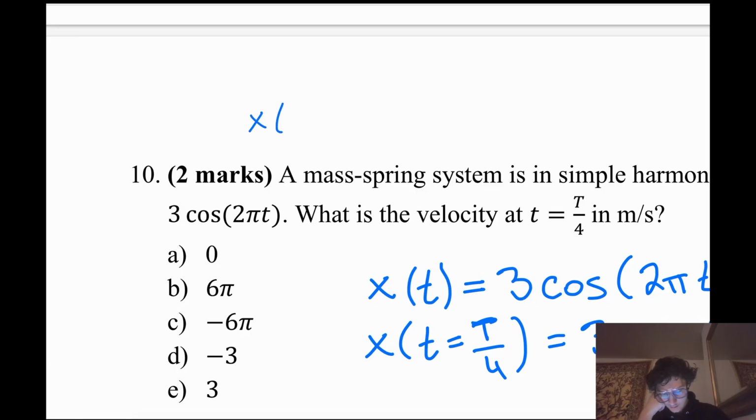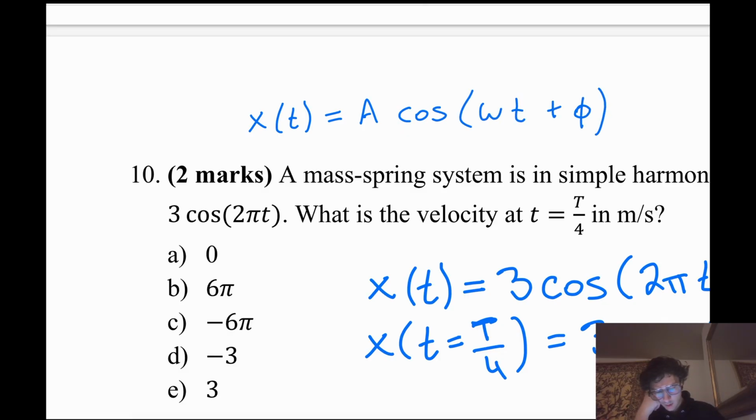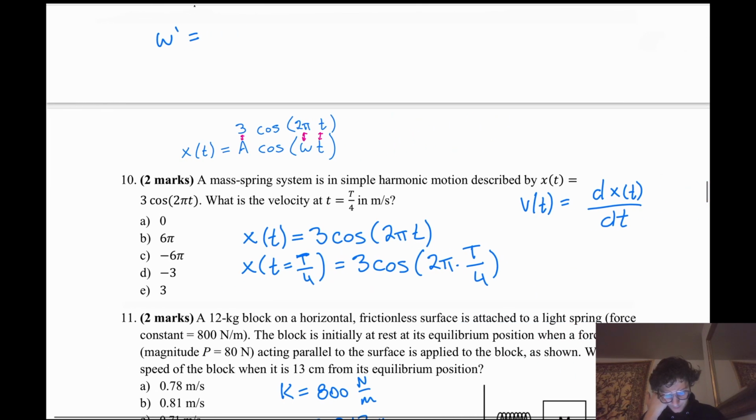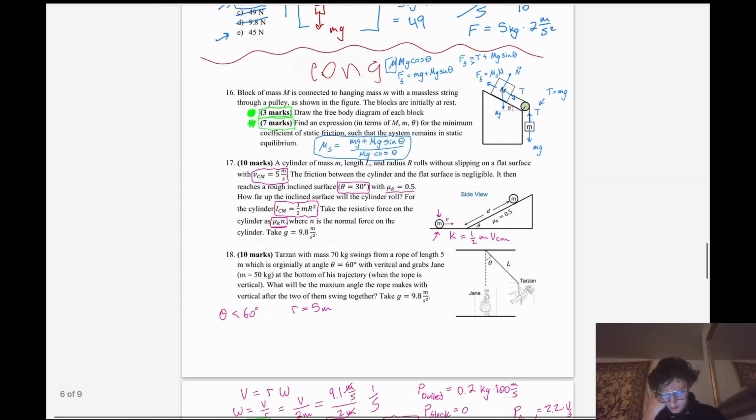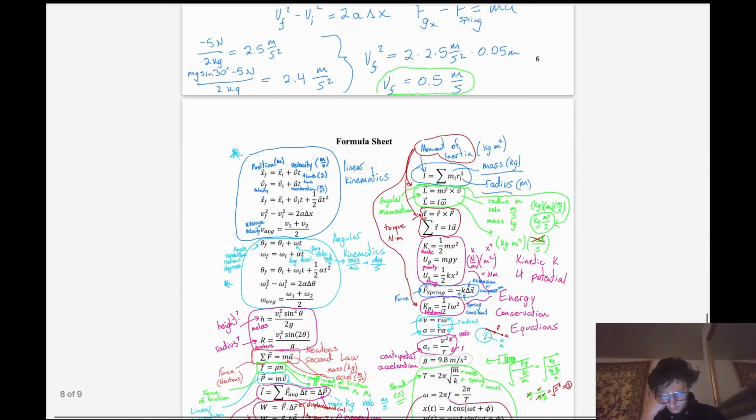So x of t from the equation sheet is equal to a cosine omega t plus phi. And in our problem, this plus phi does not exist, so we just have omega t. And in our problem, what we have is 3 cosine 2 pi t. So now we can make a connection here. This t is just exactly shown over here. This a is exactly shown over here. So this omega must be 2 pi. There's nothing else it could be.